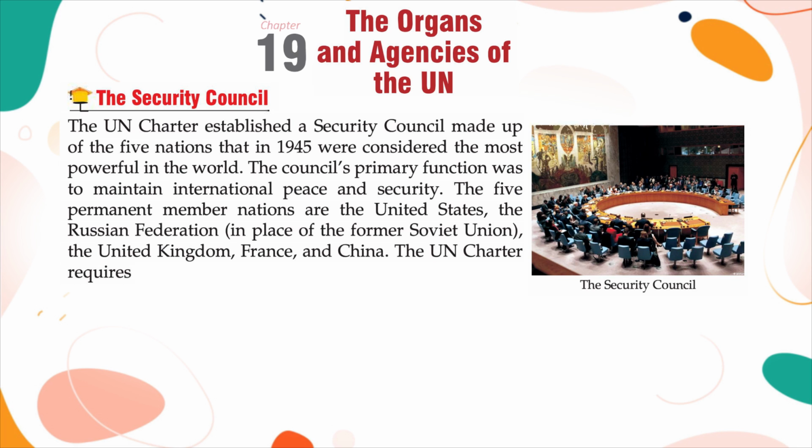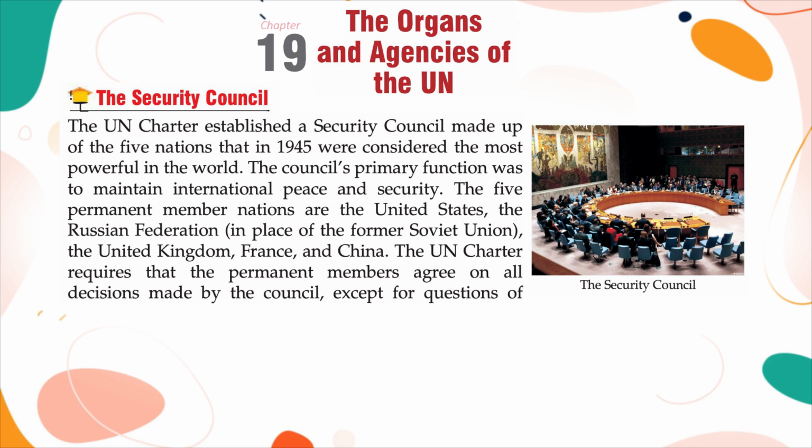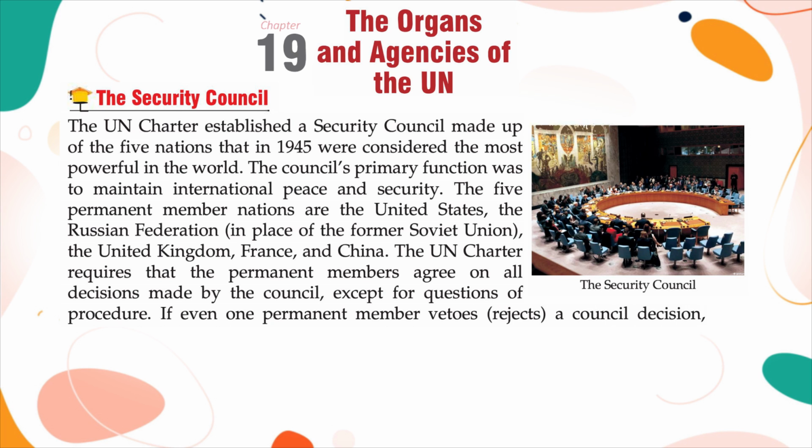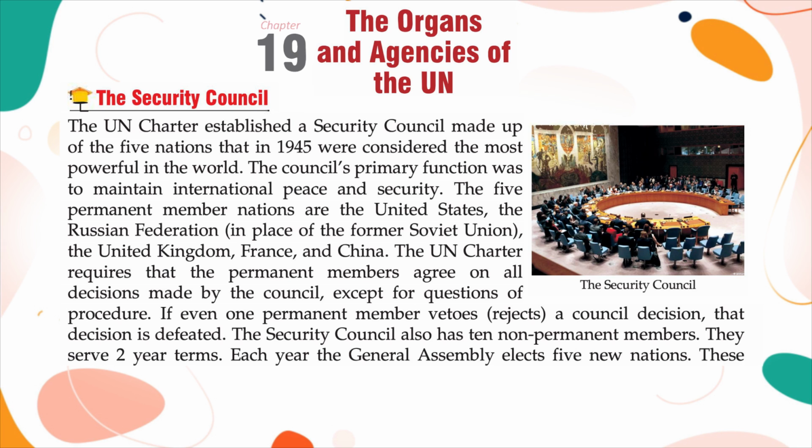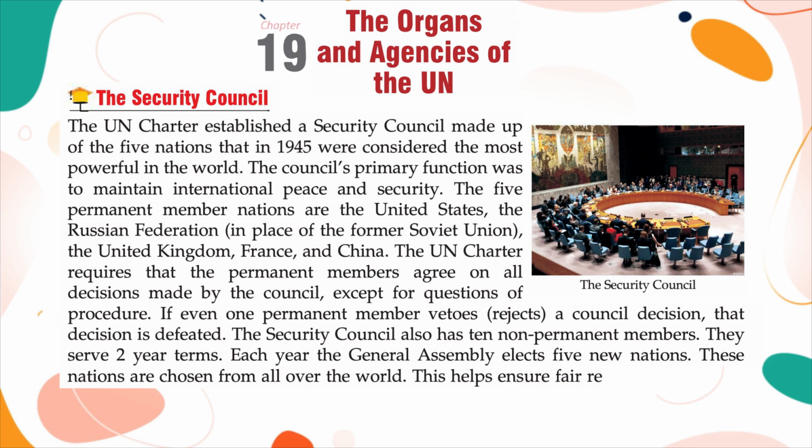The UN Charter requires that the permanent members agree on all decisions made by the Council, except for questions of procedure. If even one permanent member votes to reject a Council decision, that decision is defeated. The Security Council also has 10 non-permanent members. They serve 2-year terms. Each year, the General Assembly elects 5 new nations. These nations are chosen from all over the world. This helps ensure fair representation of all regions.